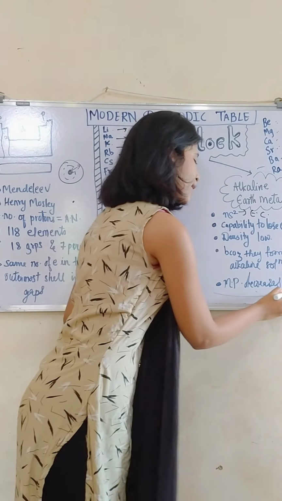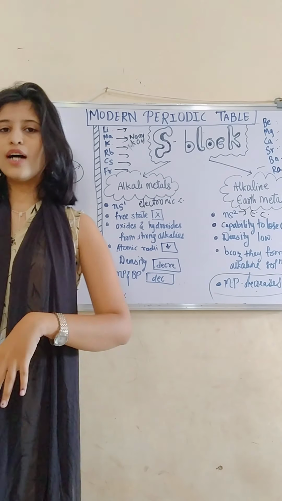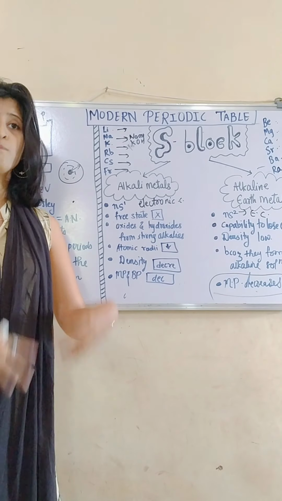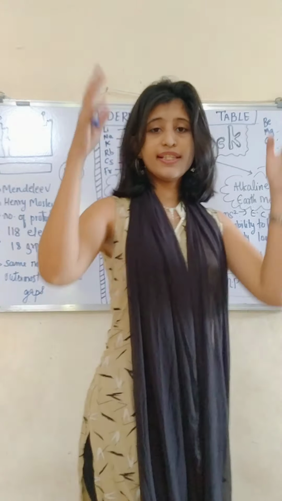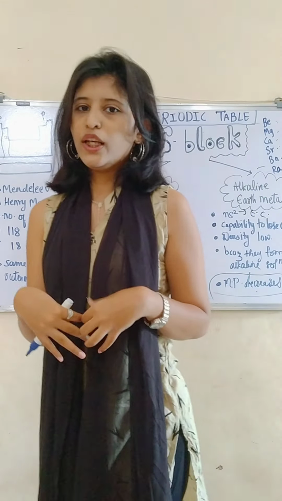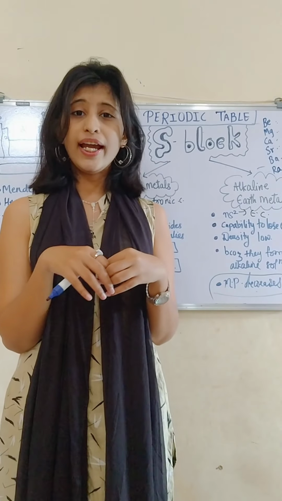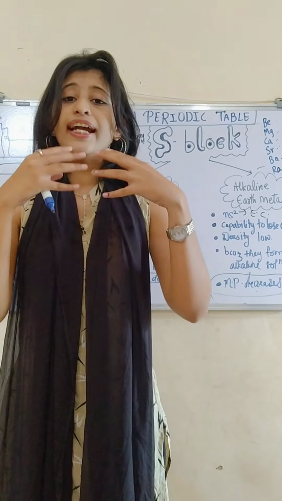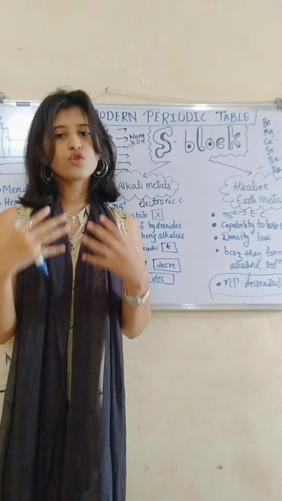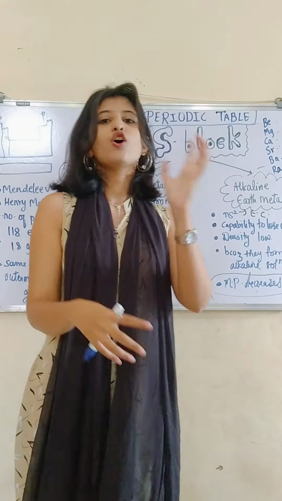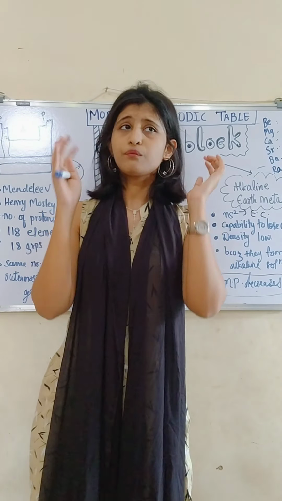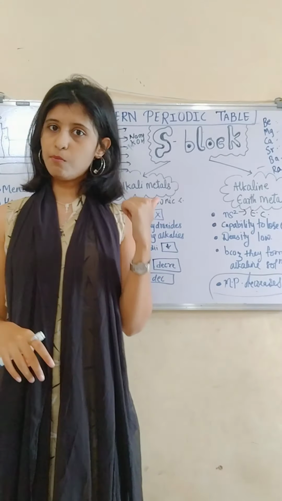Moving forward, what happens to the melting point? As you go down the group, here also the melting point decreases, just as it did in group 1. Why is the melting point decreasing as you go down the group? The reason is again the same: the bond between the metal atoms is getting weaker and weaker as you go down the group. So that's the reason the melting point of these elements goes on decreasing. So that's all about the S block elements.